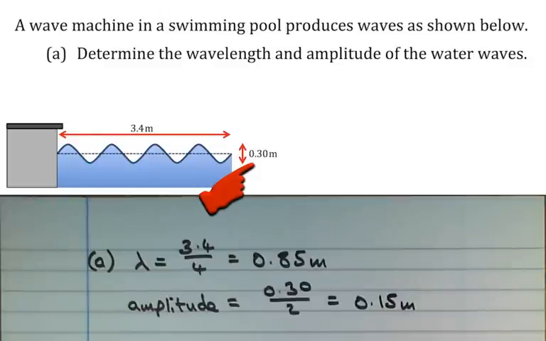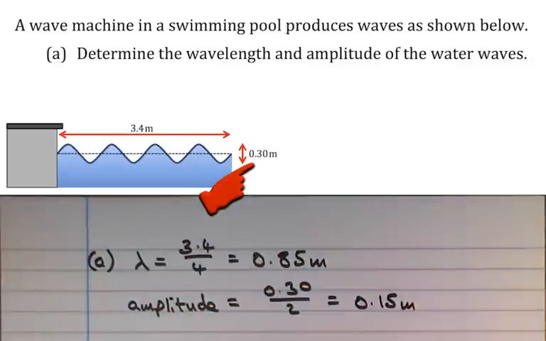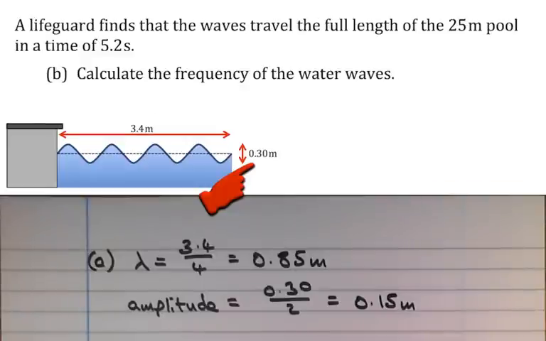Now what we need to do is remember our wavelength, because we'll be using that in the next question. So if I can find the next part of this question, it is this one here. Right, what does it say now then? A lifeguard finds that the waves travel the full length of the 25 meter pool in a time of 5.2 seconds. Calculate the frequency of the water waves.